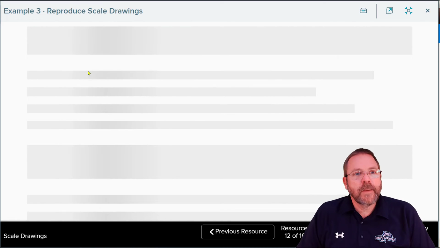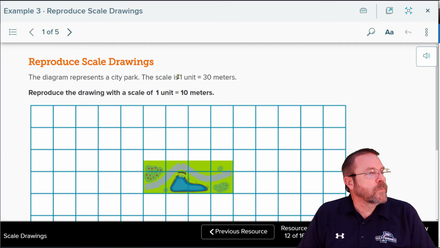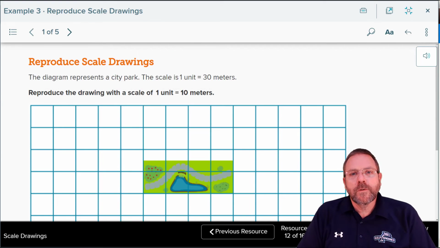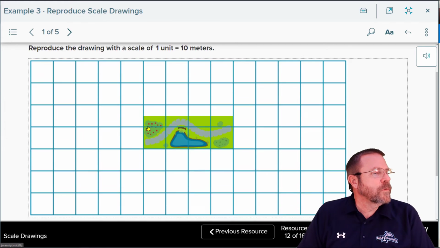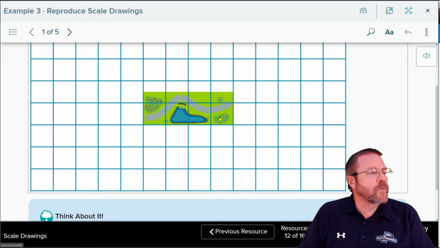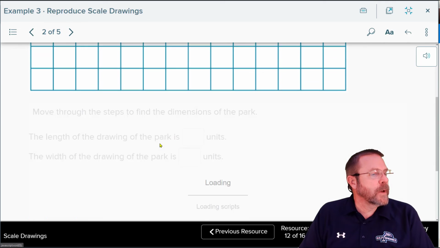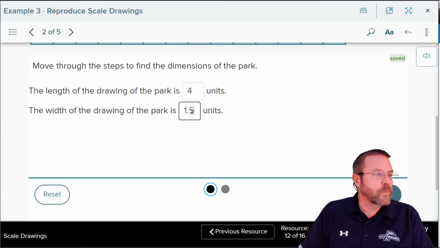We're going to do this with example 3, where the diagram represents a city park. We have 1 unit is equal to 30 meters, and we can reproduce a scale with a scale of 1 unit is equal to 10 meters. Now the first thing we're going to have to do to solve this is find out what the dimensions of the actual park would have been here. So you can see that this park has a length of 4 units and a width of 1.5 units. With that information, we can come down here and say that the length is going to be 4 units, the width is going to be 1.5 units.